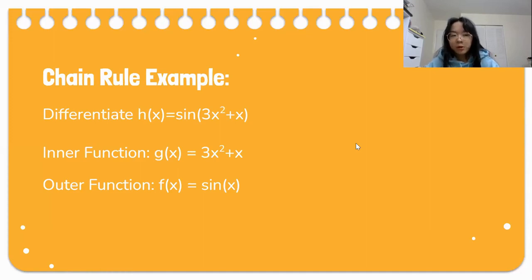Let's do another example of chain rule. For this example, let's differentiate h of x is equal to sine of 3x squared plus x. In this case, inner function g of x is equal to 3x squared plus x, and the outer function f of x is equal to sine of x.